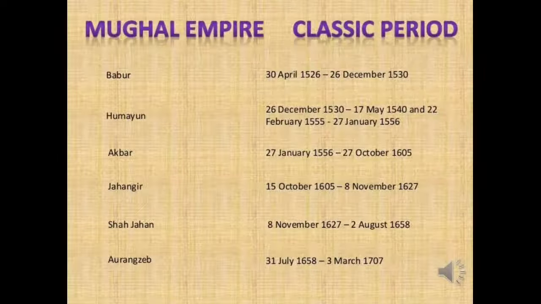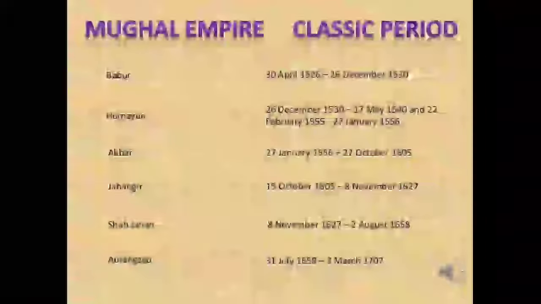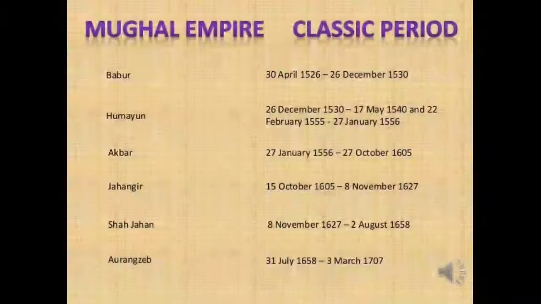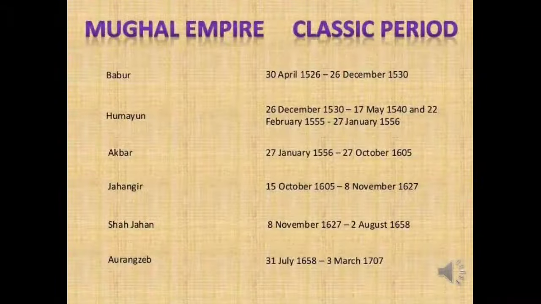The last years of Shah Jahan were marked by the succession struggle, that is, all his sons started fighting for the throne. He had four sons. Dara Shikoh was the crown prince, the eldest, and then Suja, Aurangzeb and Murad Bakhsh. Later, Aurangzeb became victorious among the four. He fought against Dara Shikoh and captured Agra.